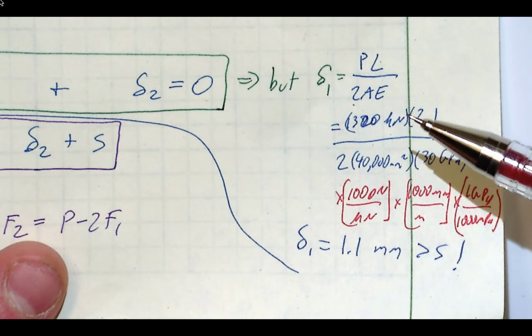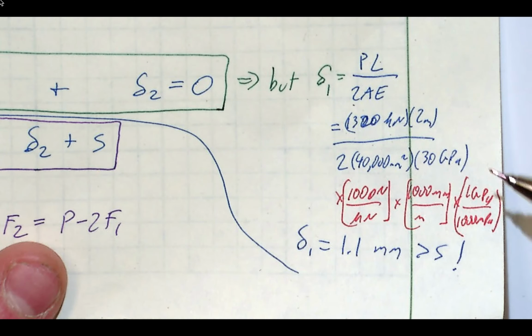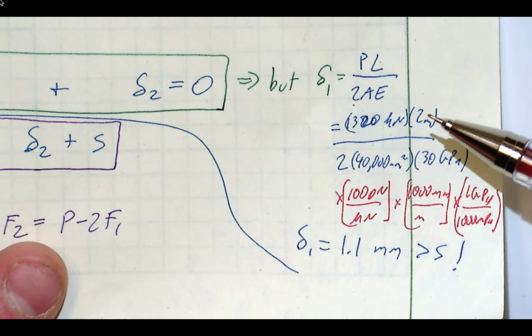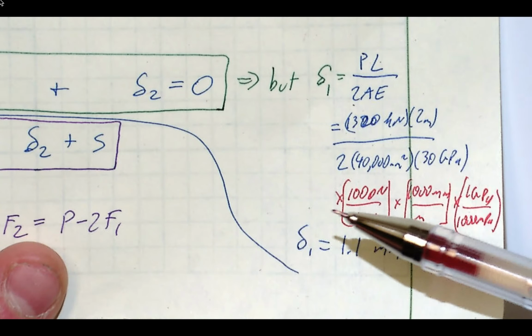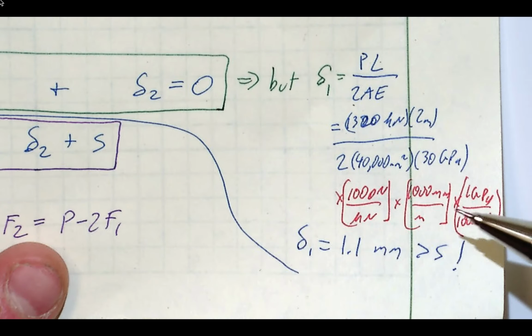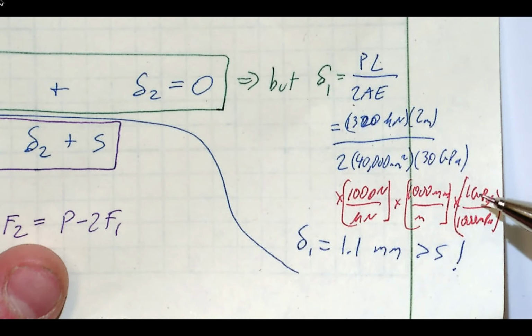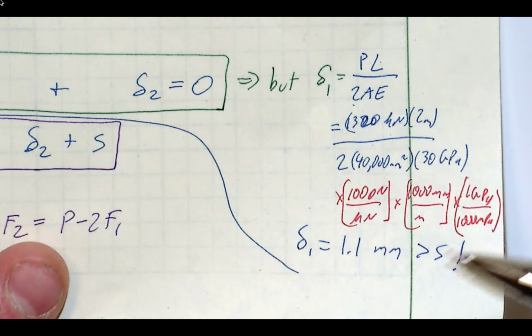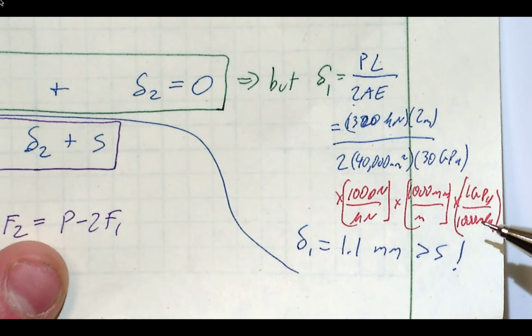We need to convert the kilonewtons to newtons by a factor of 1,000. We need to convert this meter to millimeters by a factor of 1,000, right? These are all just multiplied in this equation, and I kind of crammed it in here. Then we need to convert the gigapascals, which is in the denominator, to megapascals, because in this class it's convenient to use megapascals, newtons, and millimeters as our base units.